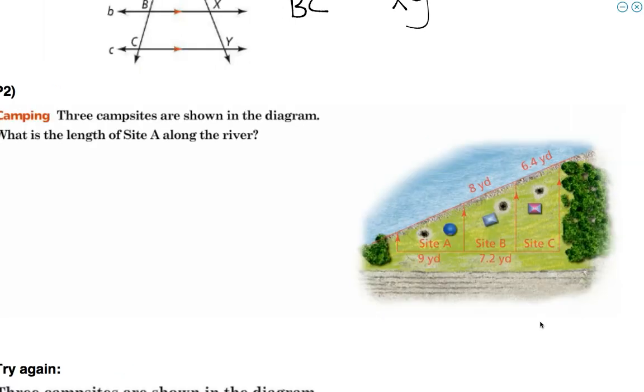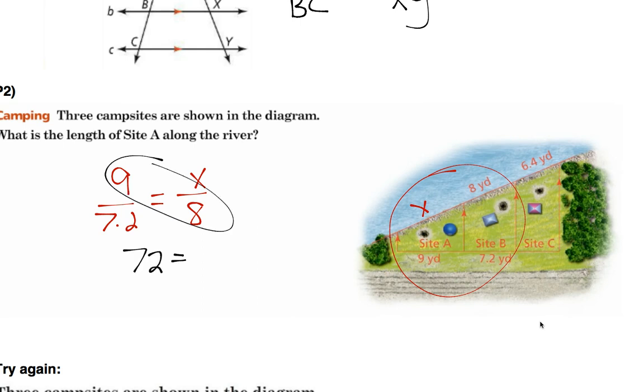So 3 campsites are shown in the diagram. What is the length of site A along the river? Site A. Okay. So I'm just going to use these 4 right here. So I have 9 over 7.2 equals x over 8. So that's 72 equals 7.2x. So x equals 10.